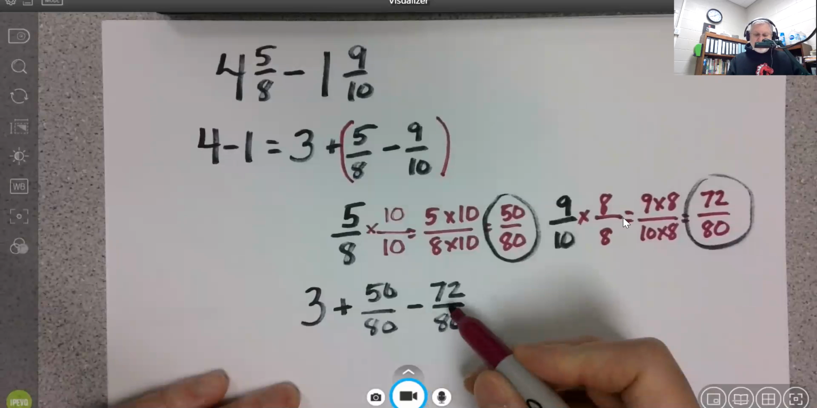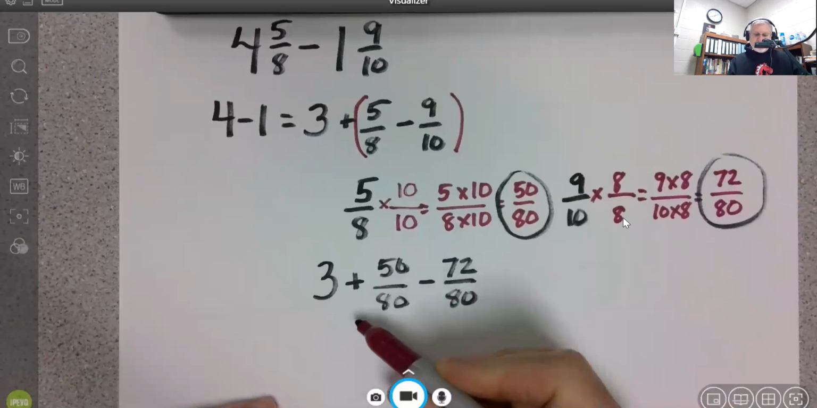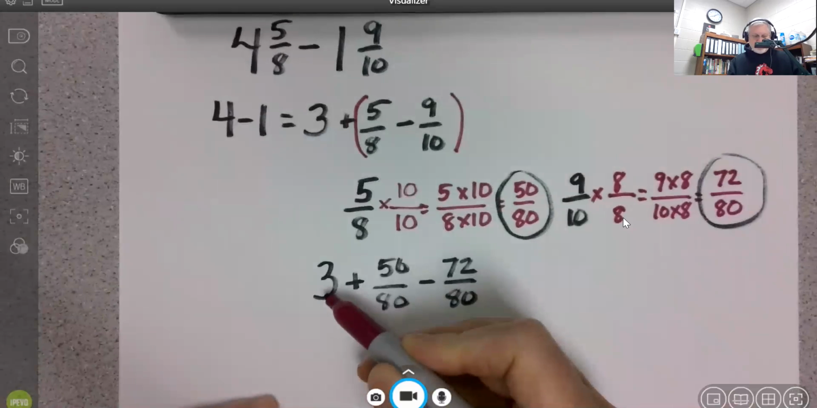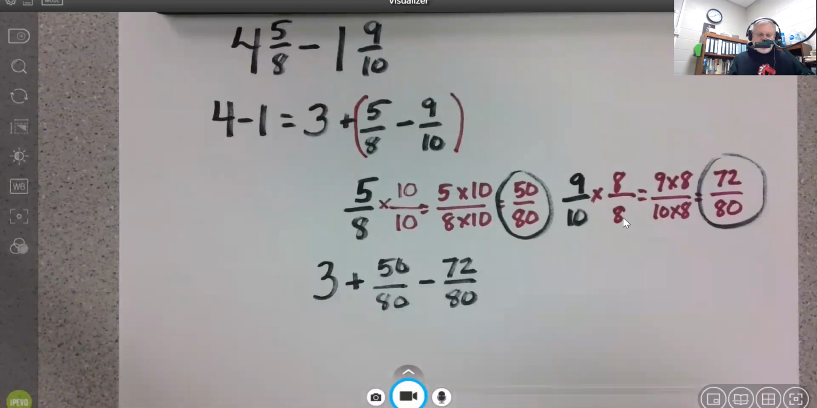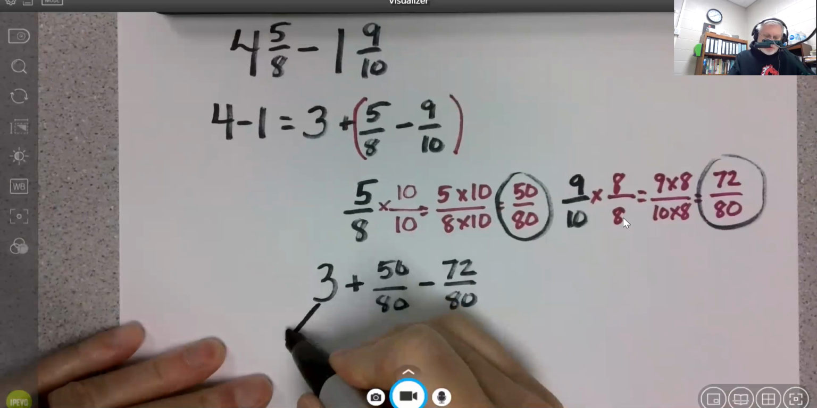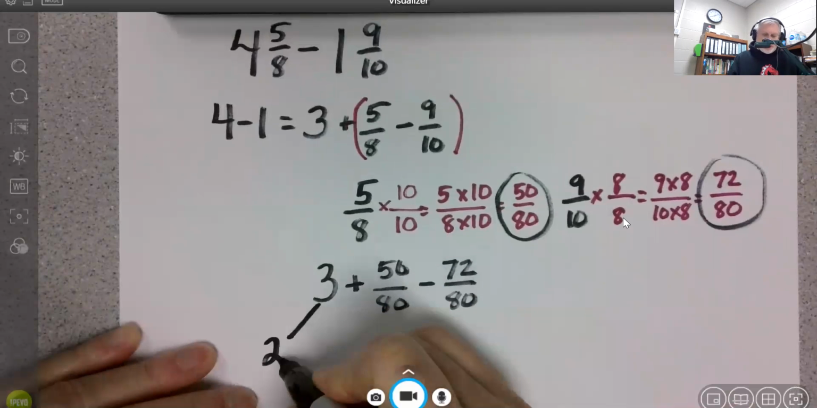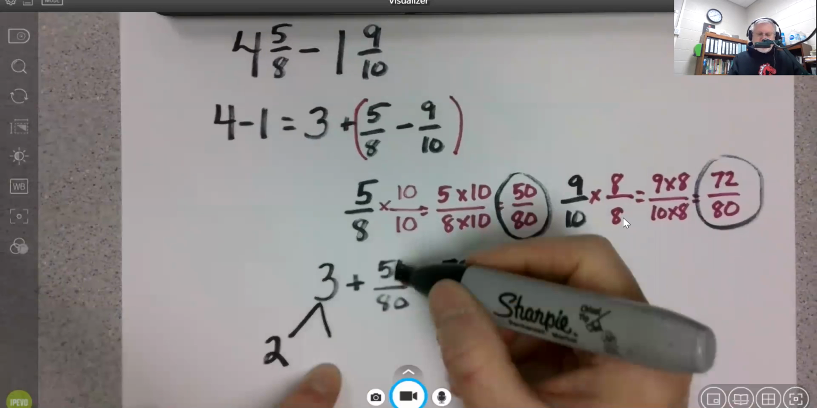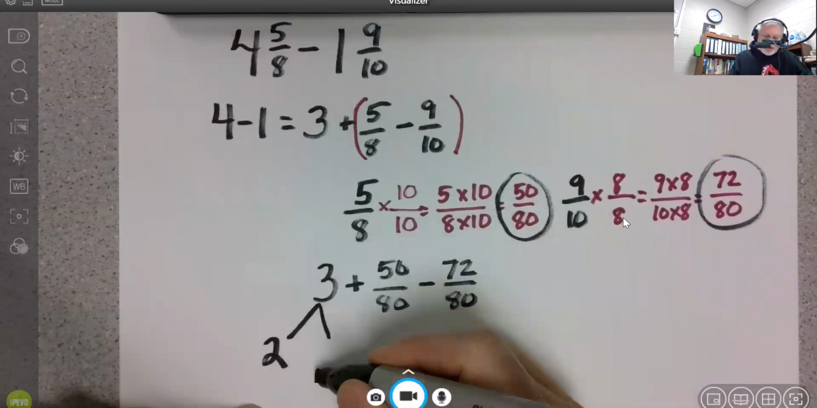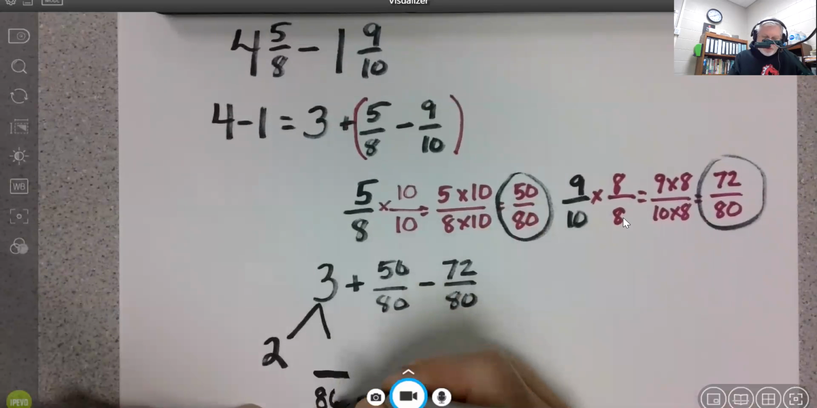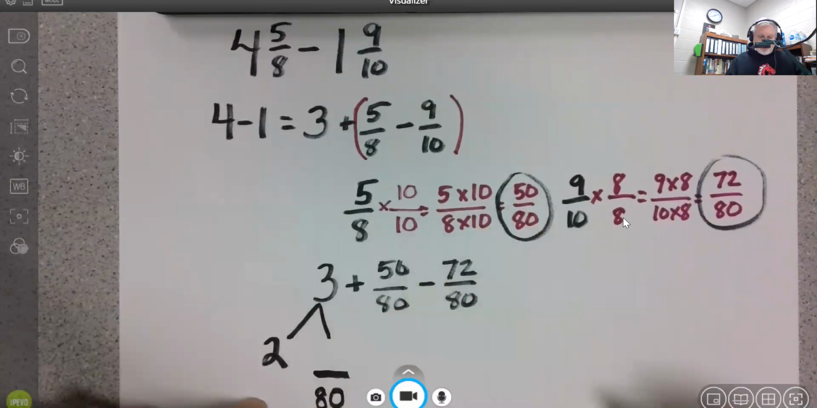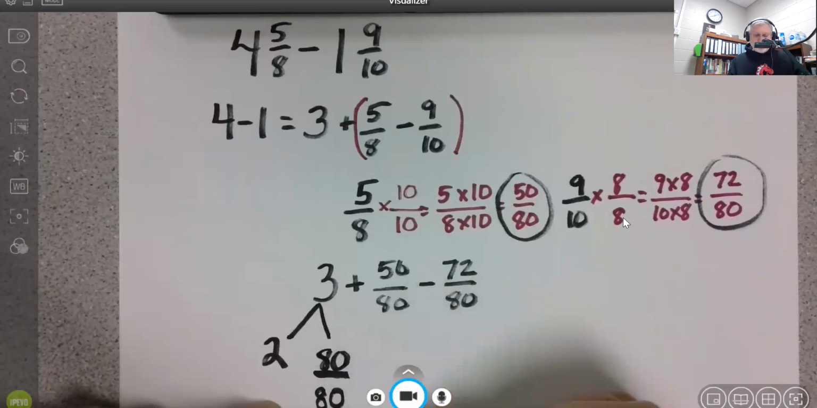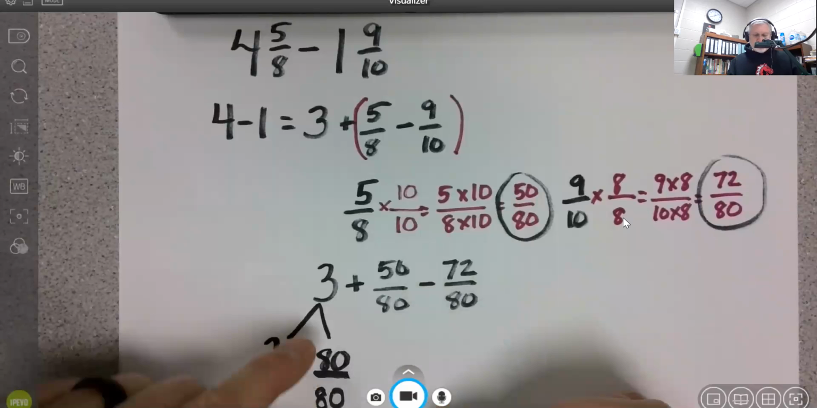So, going back to our common denominators of 80, I have to regroup. I have 3 wholes here. So what I want to do is take one of those wholes. If I take 1 from 3, I get 2. And I want to make that one whole into a fraction by using 80 in my denominator. So how I make one whole with 80 in my denominator is I have to have 80 in my numerator. So 80 over 80 equals 1.